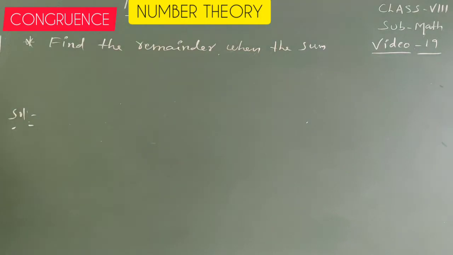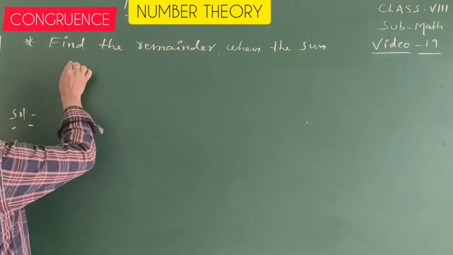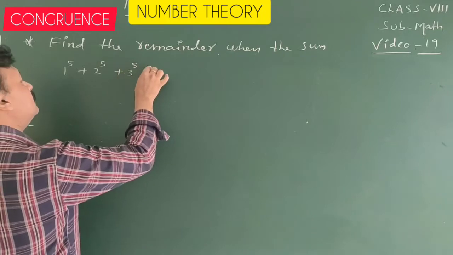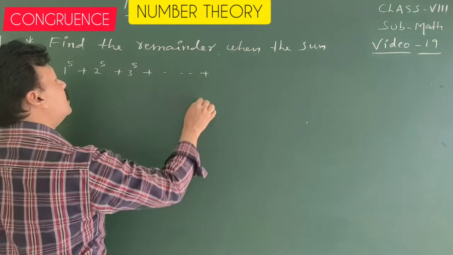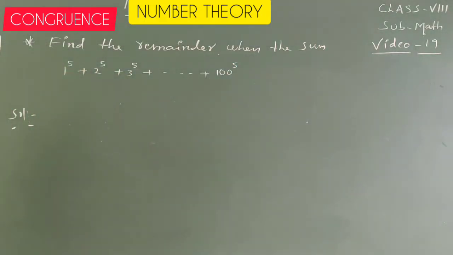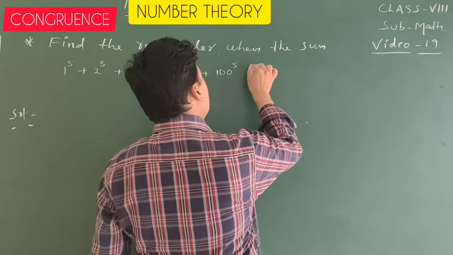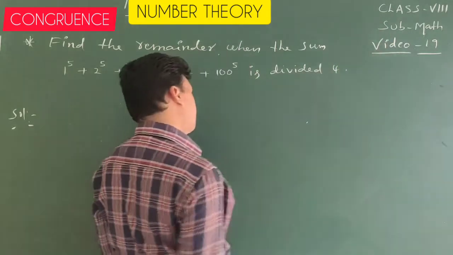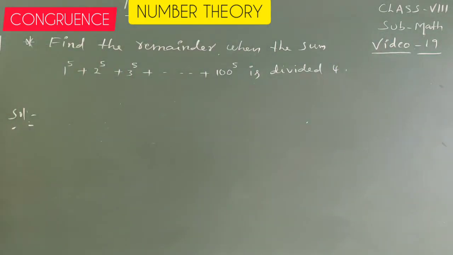Observe. Find the remainder when the sum 1 power 5 plus 2 power 5 plus 3 power 5 and so on, plus 100 power 5, is divided by 4. We need to find the remainder. So 1 power 5, 2 power 5, 3 power 5, 4 power 5 and so on is divided by 4. Then what is the remainder they are asking?